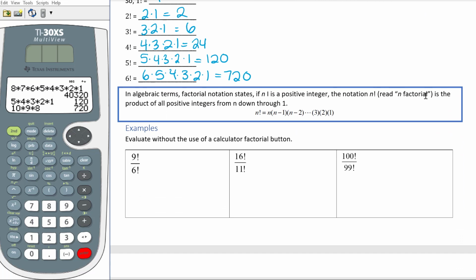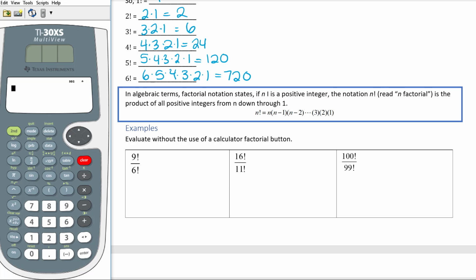Now I will tell you that we do have a Calculator Factorial button, and I'll show you how to use it, but right now we're trying to do this without using the factorial button. So what does 9 factorial mean? Well, 9 factorial means 9 times 8 times 7 times 6 times 5 times 4 times 3 times 2 times 1 divided by 6 times 5 times 4 times 3 times 2 times 1.